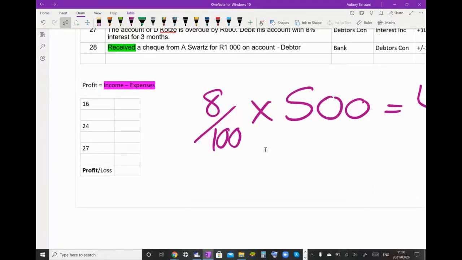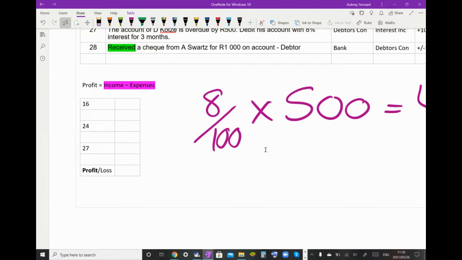Right. So the next question that we have to ask ourselves is they wanted us to calculate the profit and the loss. What did you guys come up with? What did you guys get as the profit and the loss? Remember, the formula for profit and loss, you can see it on the board, is income minus expenses.